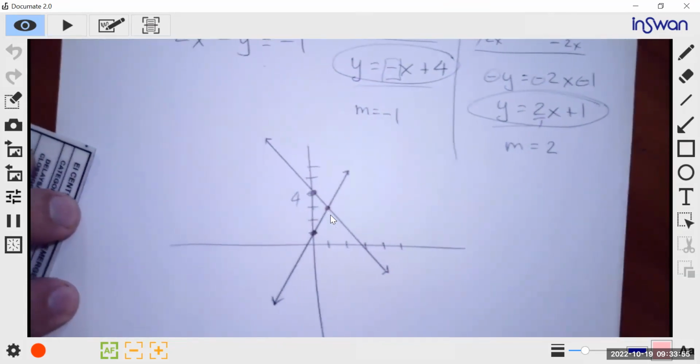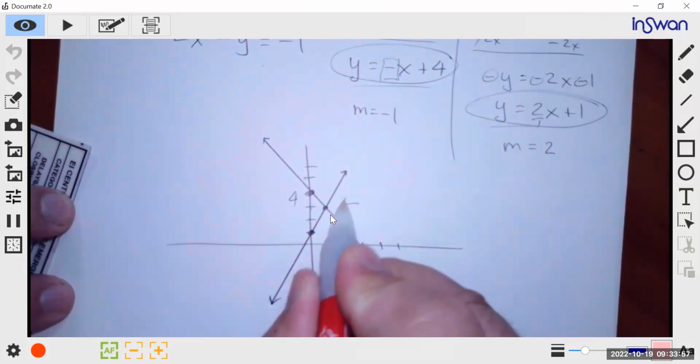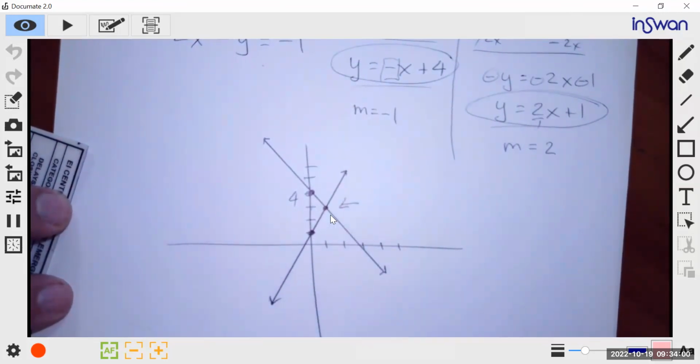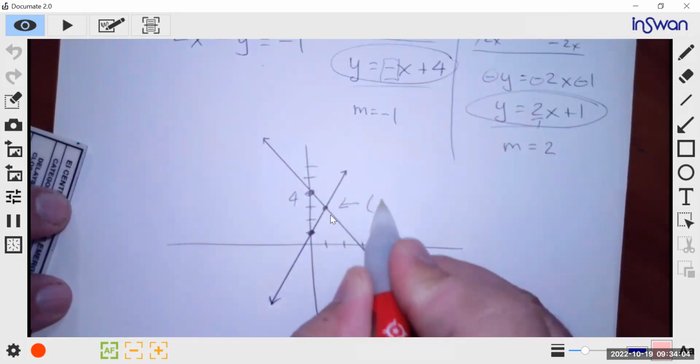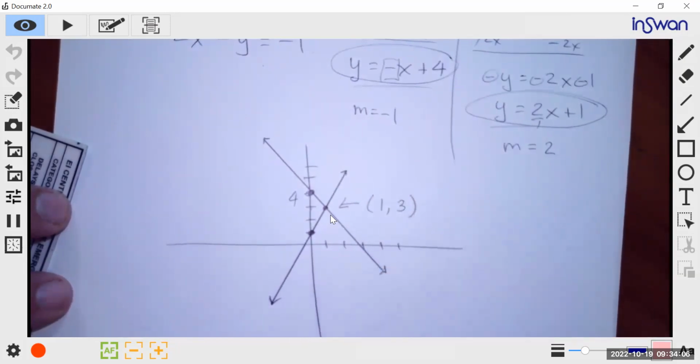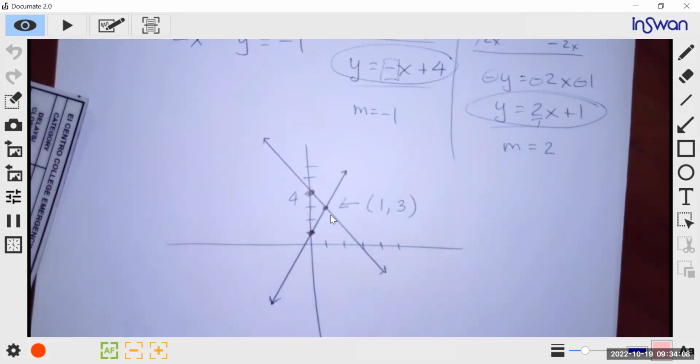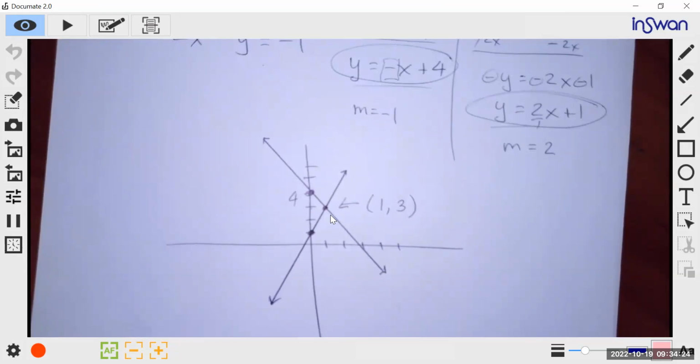So where do they intersect? What's that location? (1, 3). That's the solution of that system. Again, you now have to go and review how to graph lines. We did that last chapter.